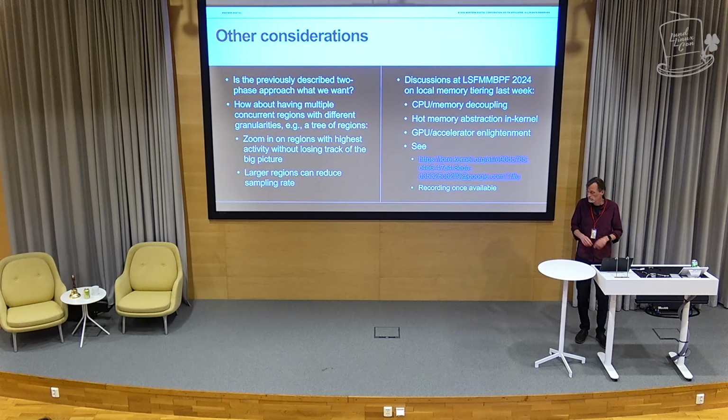It's also not necessarily given that what was proposed by CMS is actually what we want to do. Is the two-phase approach really what we want? Do you want to have more than two phases? Do you have a lot of regions, a tree, something that continuously monitors at a coarse level and a fine-grained level, for example? You can react more quickly.